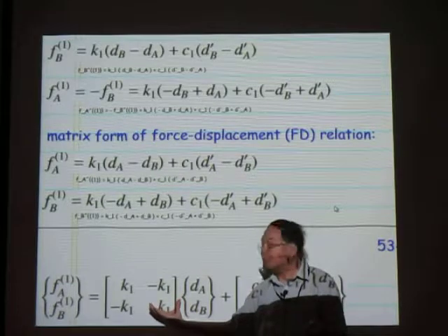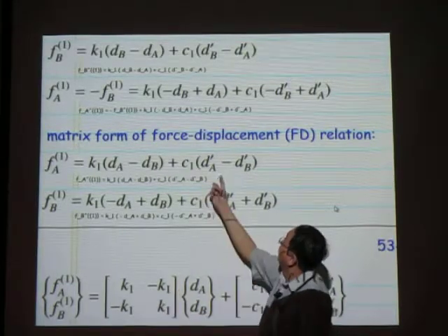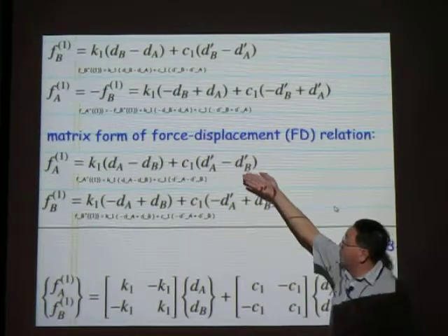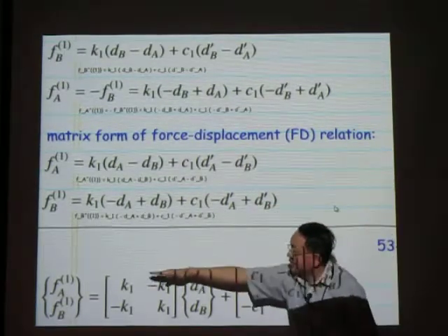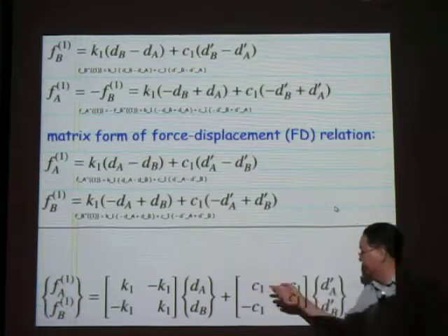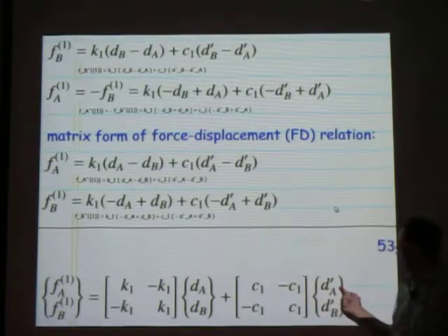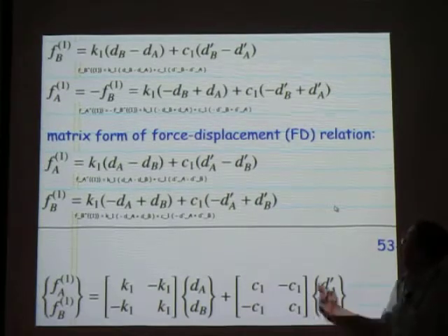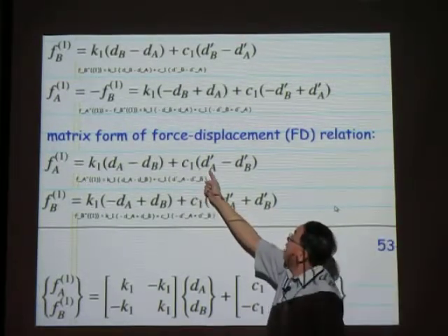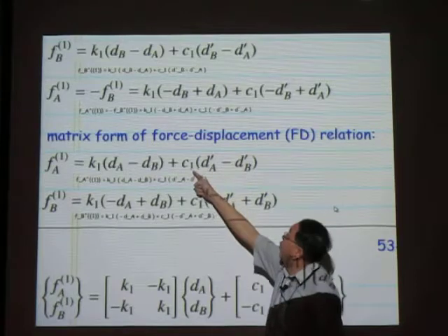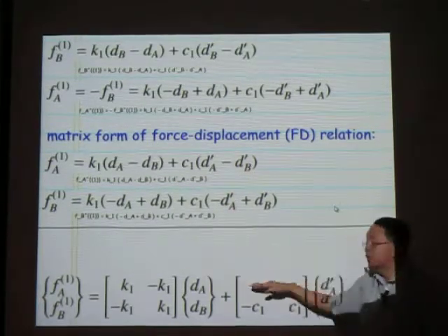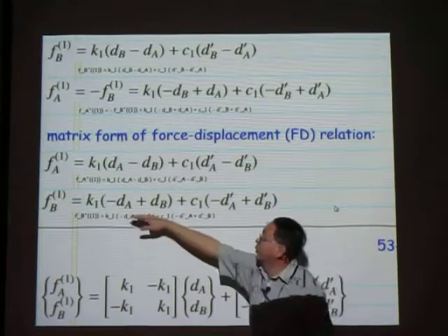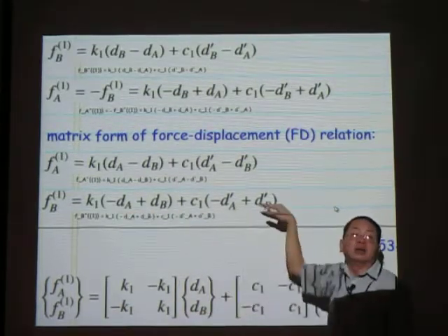Okay. Now let's check the second term of FA over here. That's the top row, row number 1. So C1 times dA prime minus C1 times dB prime. C1 times dA prime minus C1 times dB prime. Let's check. Okay. And then you can verify that the second row also gives you the second equation.